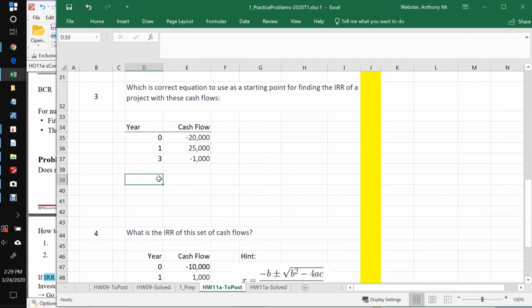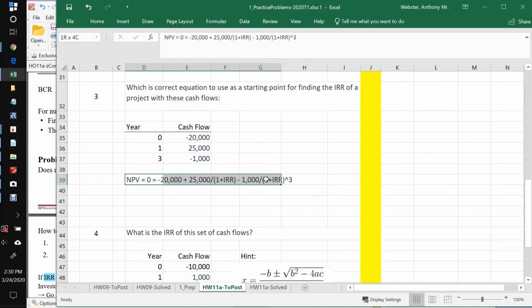So let's just write it in here. NPV equals 0. Whoops, we want that to be equal to 0, right? And that's going to equal minus 20,000 and plus 25,000 over 1 plus IRR minus 1,000 divided by 1 plus IRR. And remember that cash flow happens at the end of 3 years, so I put that in there. And that's it.